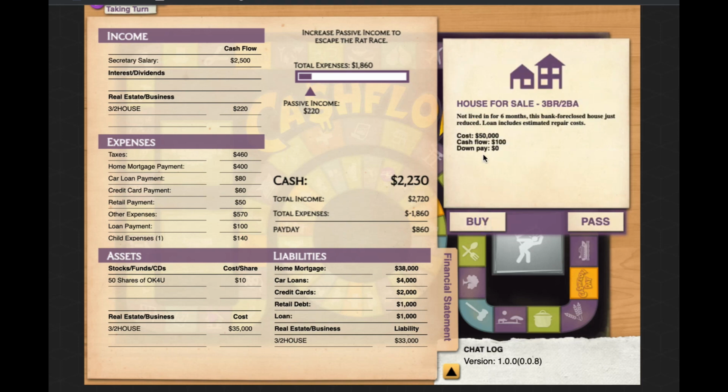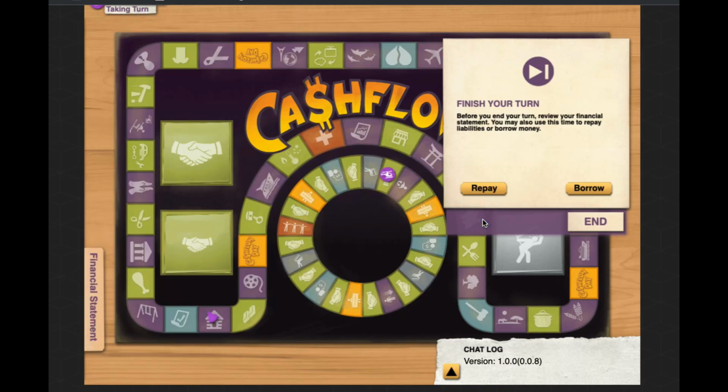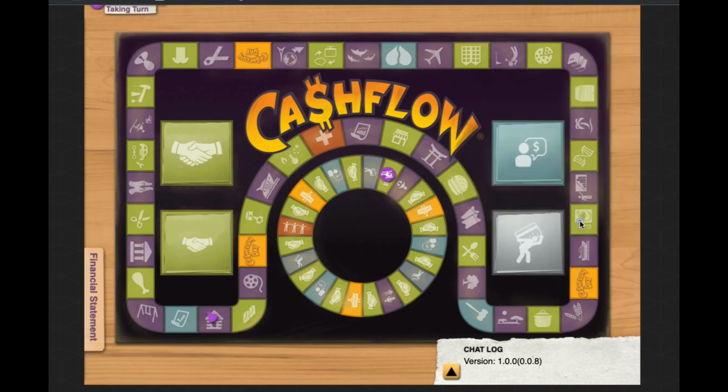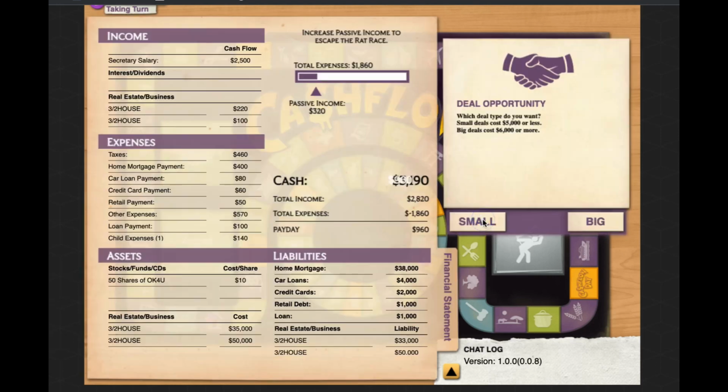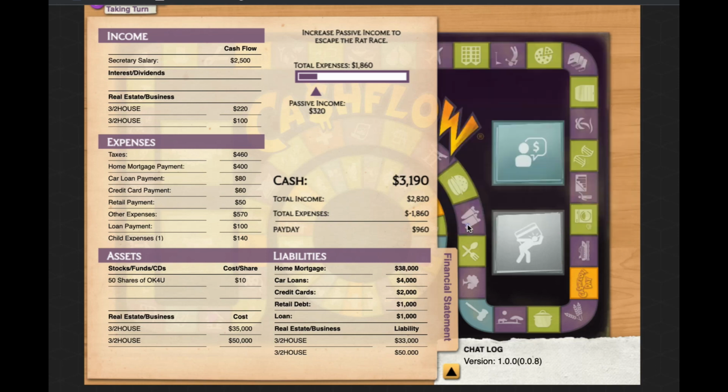All right, so 0 down payment, $100 cash flow. The cost is $50,000. We're going to buy that. It cost me nothing. Okay. End our turn, roll. We'll do one more small deal, then I'll do a big deal. I promise I was going to do a big deal.